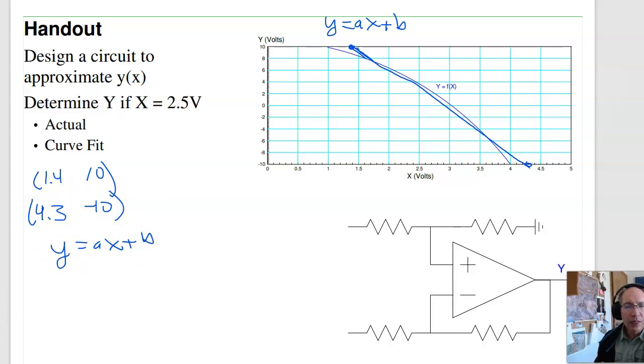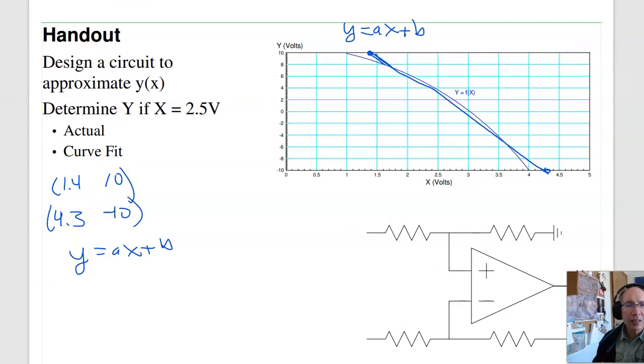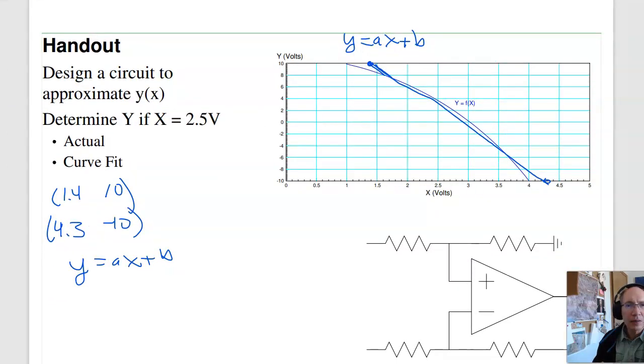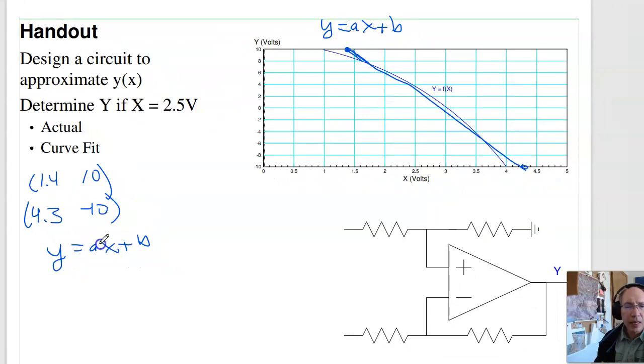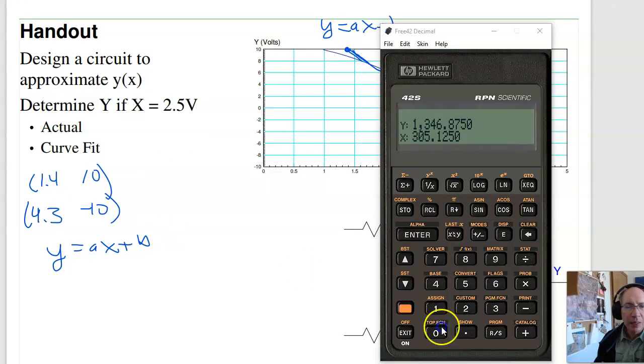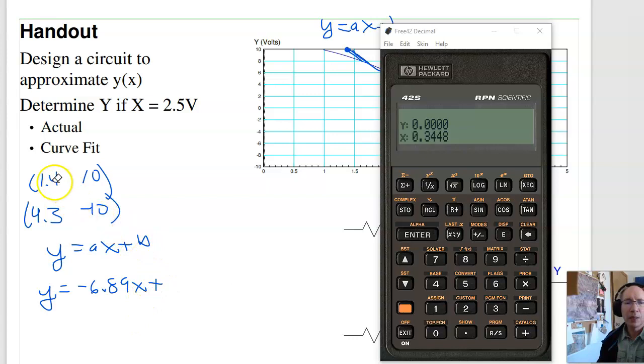So I can find the slope, a, as change in y over change of x. The output changes by 20, as x changes by 2.9. So 6.89. So y is negative 6.89 x plus b.